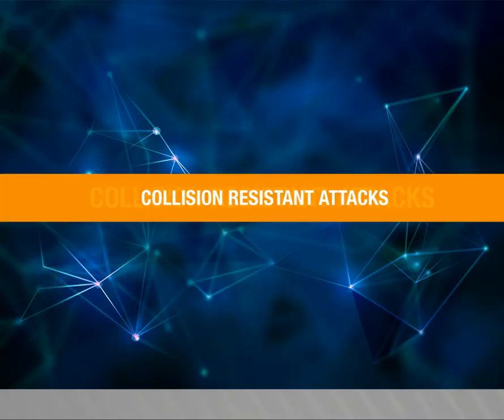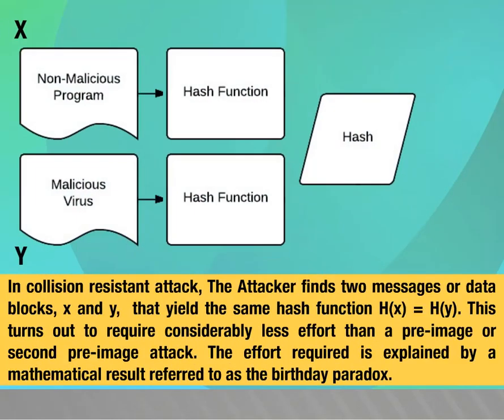Collision-resistant attacks. In this video, we are going to see about collision-resistant attacks. In a collision-resistant attack, the attacker finds two messages or data blocks x and y that yield the same hash value, h(x) = h(y). This turns out to require considerably less effort than a pre-image or second pre-image attack. The effort required is explained by the mathematical result referred to as the birthday paradox.